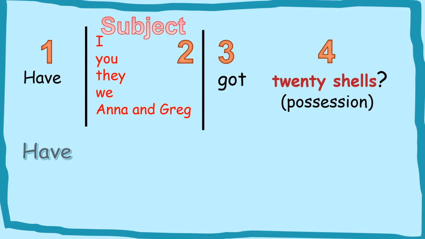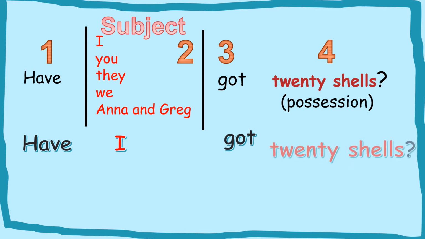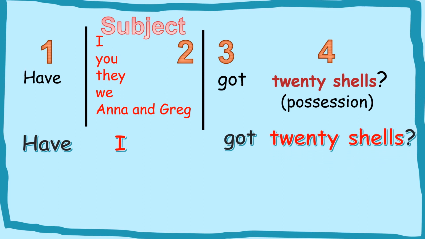Let's try to form a question based on the table given using the subject I. We will bring in have first, then bring in the subject. In this example, we will use I. Next, place in the word got. And finally, the possession in question, 20 shells. The question we have formed here is, have I got 20 shells?